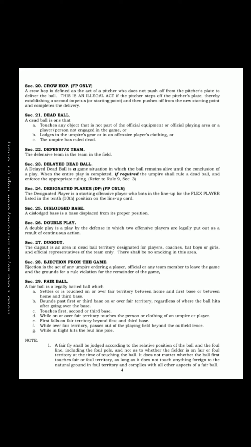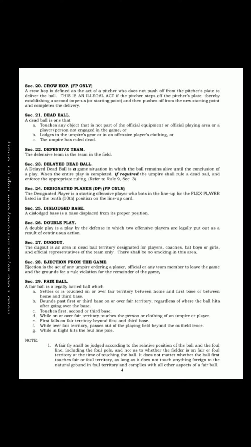Section 27. Dugout. The dugout is an area in dead ball territory designated for players, coaches, bat boys or girls, and official representatives of the team only. There shall be no smoking in this area. Section 28. Ejection from the game. Ejection is the act of any umpire ordering a player, official, or any team member to leave the game and grounds for a rule violation for the remainder of the game.